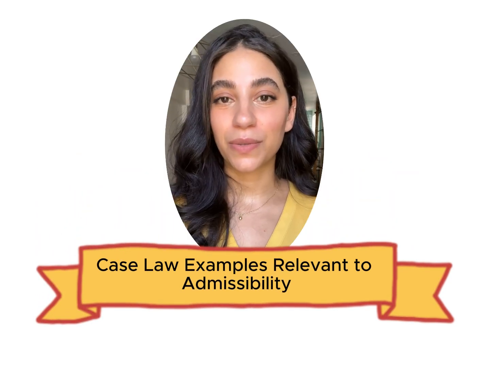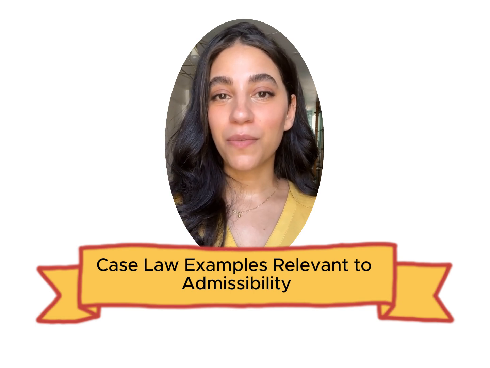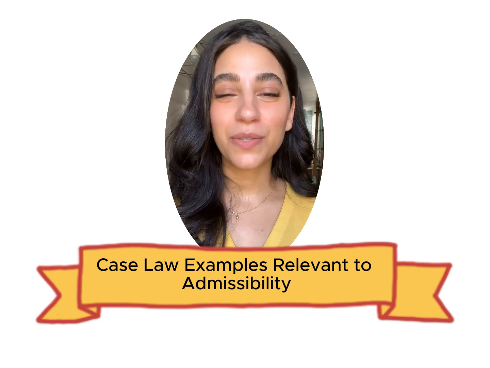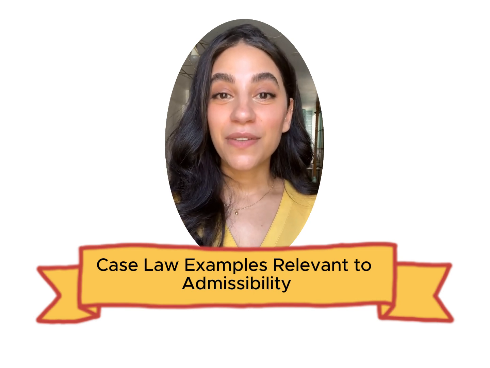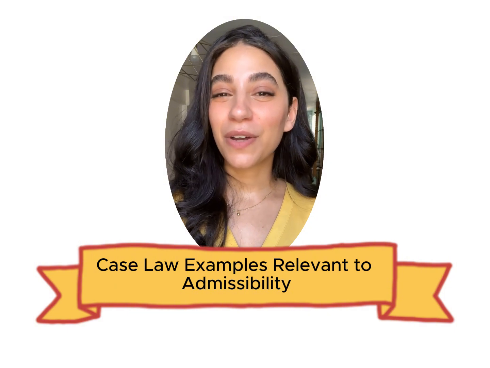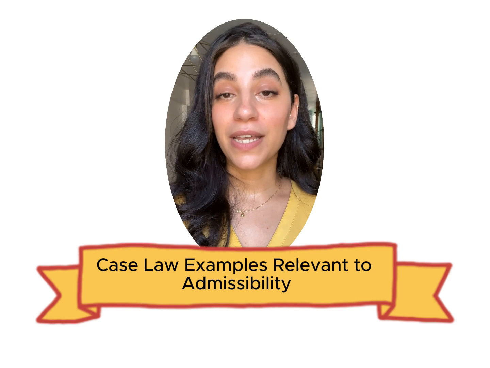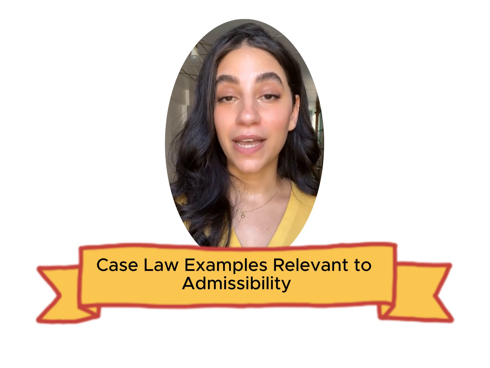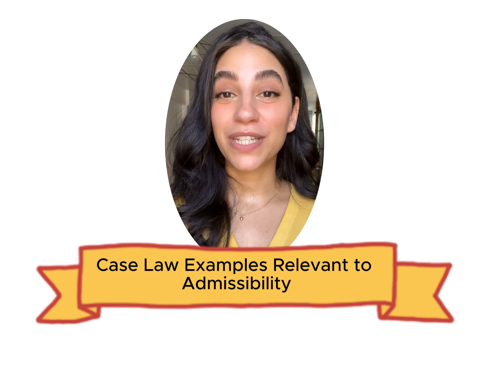Now, let's review some key case law that has shaped the interpretation of admissibility under FRE 401 and 403. Case 1: Old Chief v. United States, 1997. Facts: the defendant was charged with illegal possession of a firearm. The prosecution wanted to introduce evidence of the defendant's prior felony conviction to establish an element of the crime. The defense offered to stipulate to the fact of the felony to avoid prejudice.